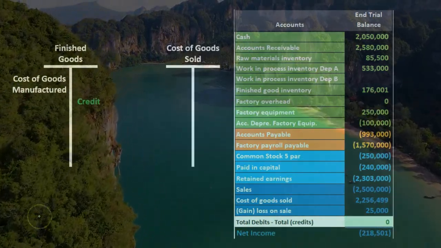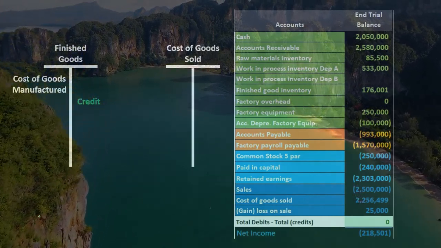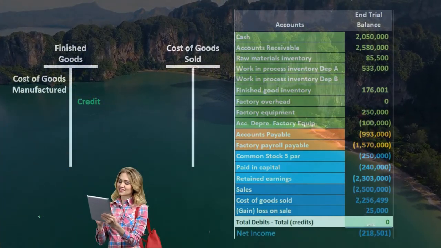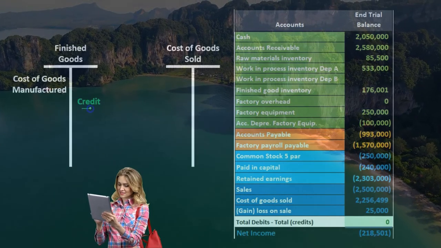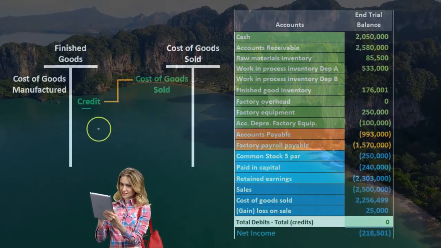Then we're going to take the information from finished goods. We're actually going to sell it. So when we sell it, we're going to take it out of finished goods. We're going to credit finished goods and we're going to debit the cost of goods sold.